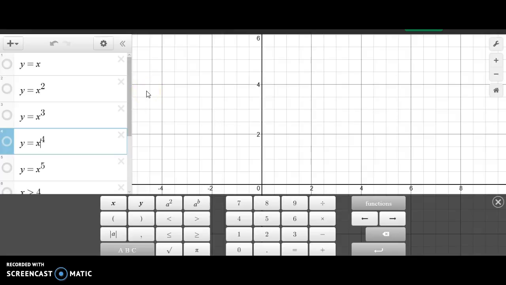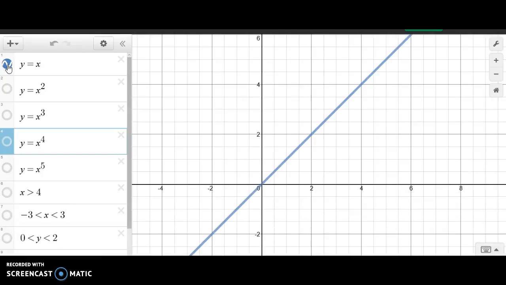So today we're going to talk about cycle 1 and the parent functions. So the first parent function is just a straight linear function, where to the power of 1, y equals x. Next we're going to talk about the quadratic function, where it's y equals x squared.